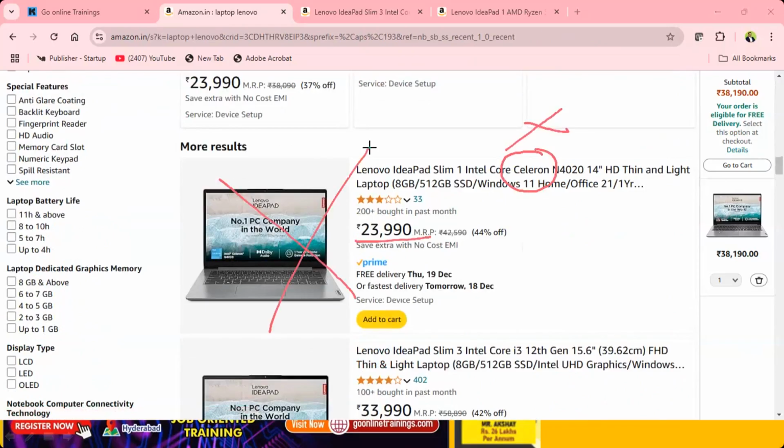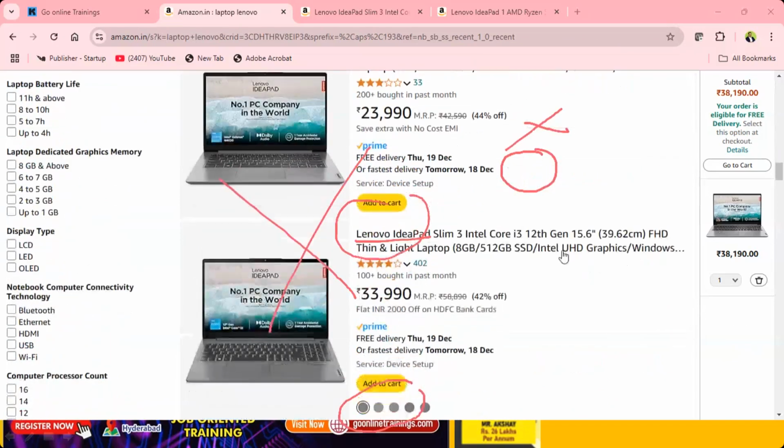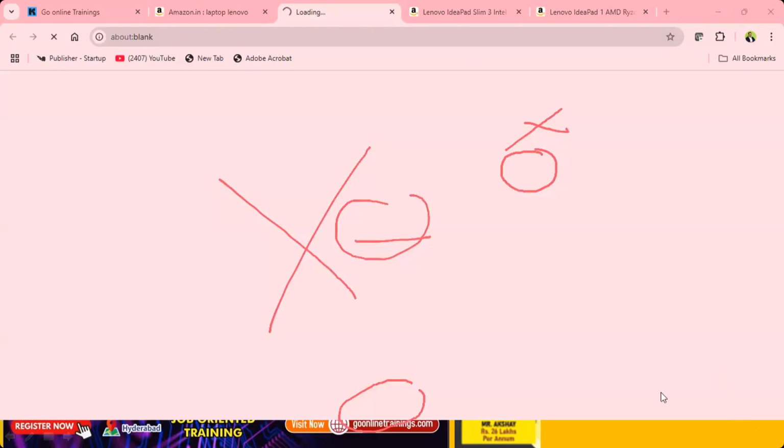You can buy Core i3, i5, Intel, AMD. This is also Intel, but Celeron is not a good brand. Clear? So cheaper it is, but for 35,000 rupees you will get wonderful laptops. Okay. This is also a wonderful laptop. You will be able to buy it.